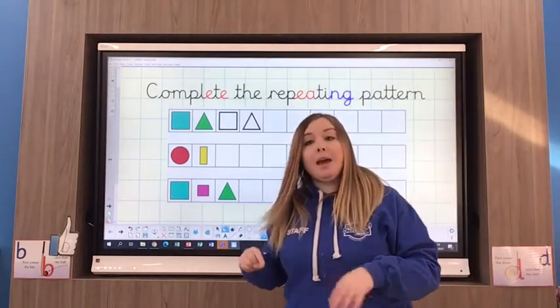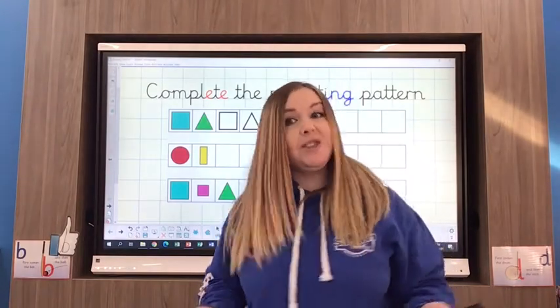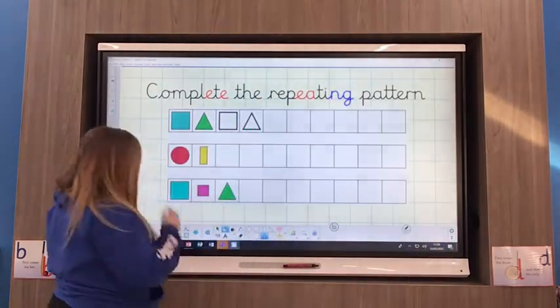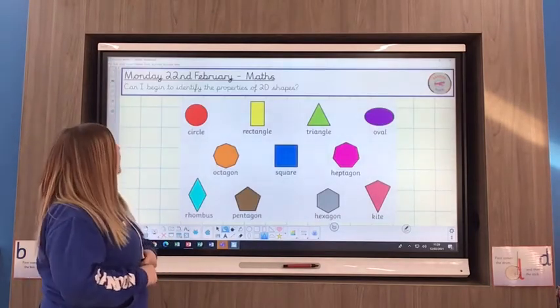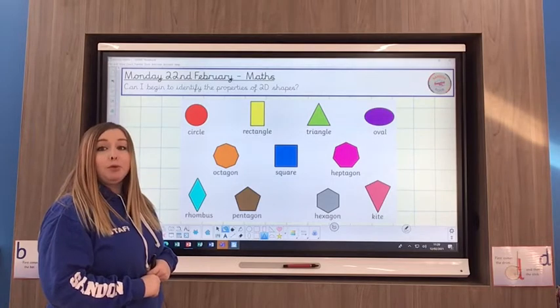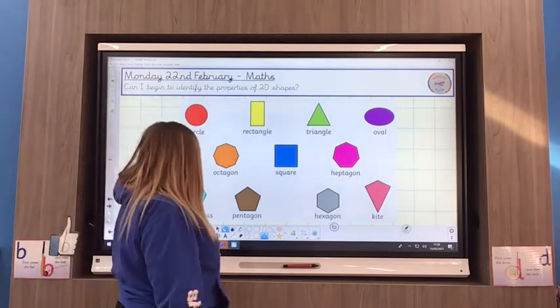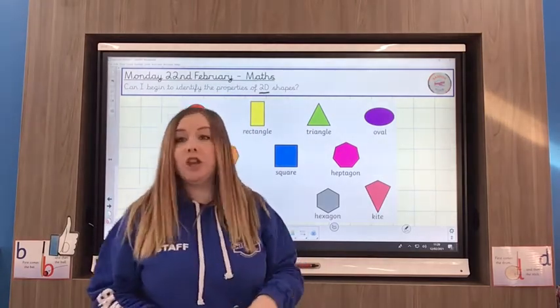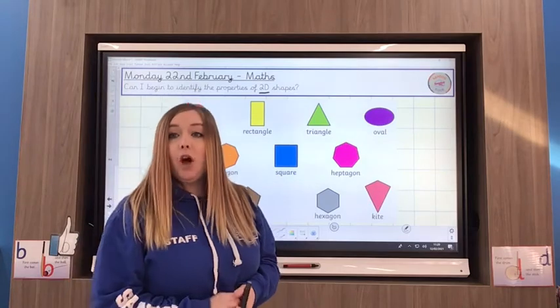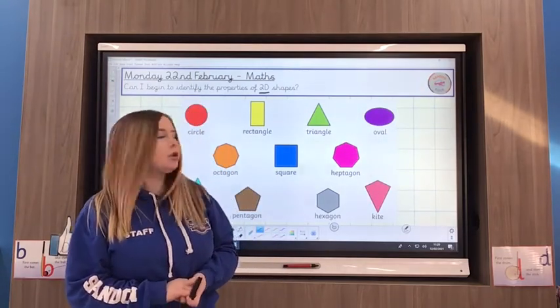Can you guess what we're looking at for the next few days? It's shapes, isn't it? So, your learning question says, can I begin to identify the properties of 2D shapes? Now, 2D shapes are flat shapes, and I've got some examples on my board that we're going to talk about.